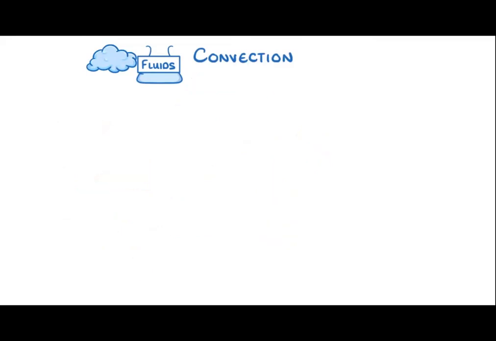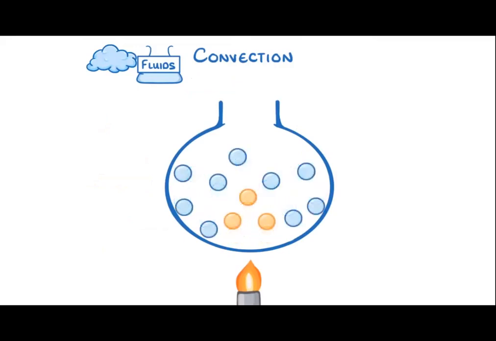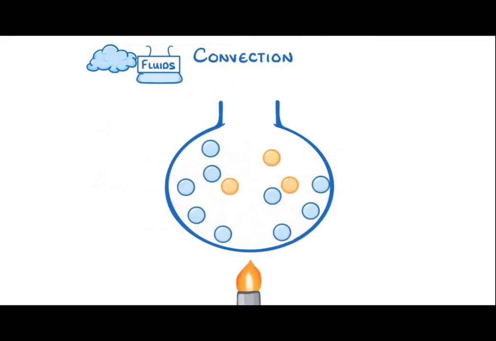To understand how this works in real life, let's imagine that we had a container of fluid. So that could be either liquid or gas. As we heat the container, things would happen. First, the particles near the heat source would gain kinetic energy and spread out, becoming less dense. Because they're less dense, these particles rise above the colder, denser particles above them. And at the same time, these cooler particles sink down and take their place.